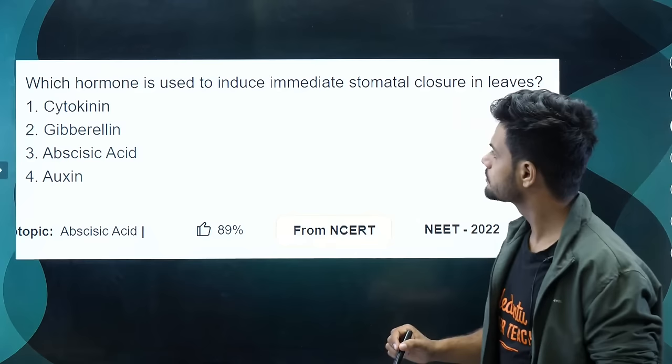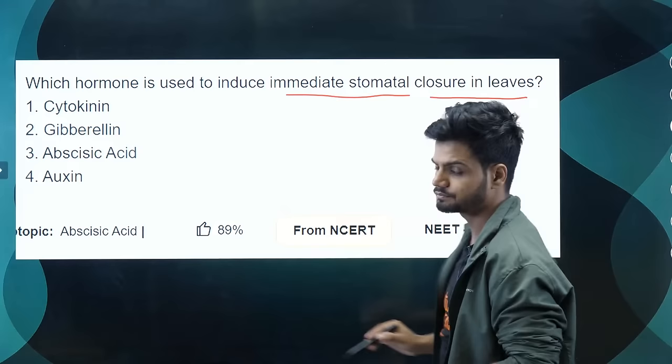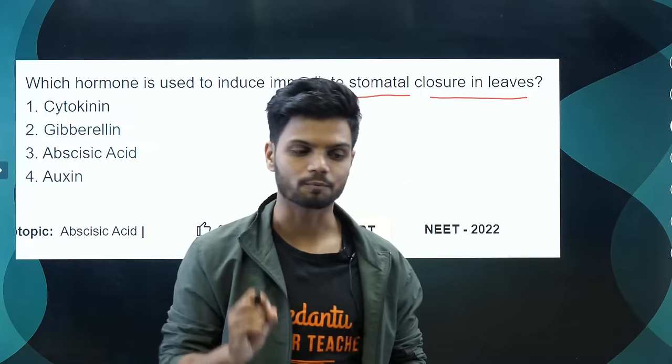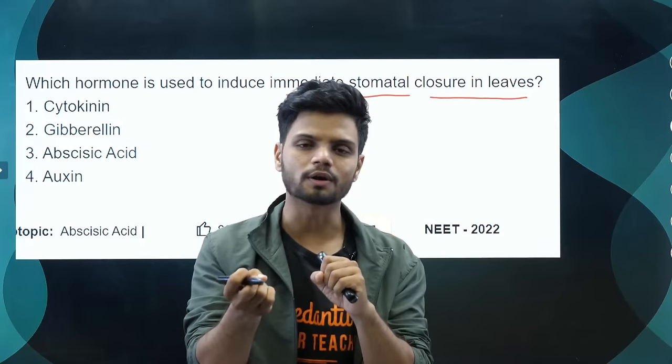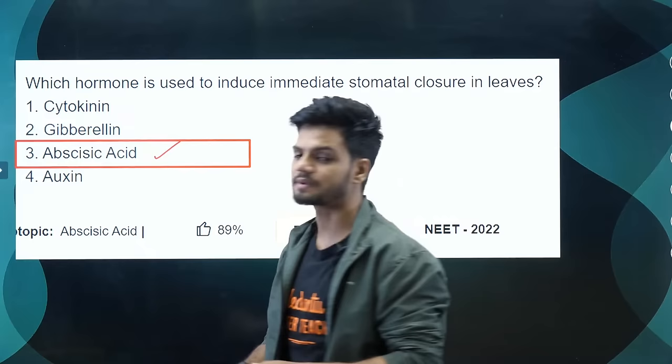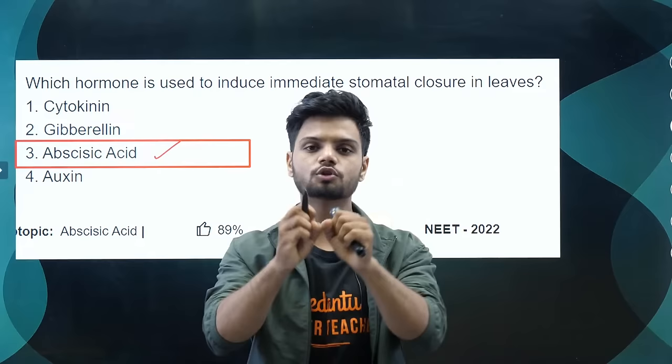Next question. Which hormone is used to induce immediate stomatal closure in leaves? Now, imagine a plant is nicely surviving. Suddenly there is stress, so much stress to the plant. The plant will be like, no, water loss is happening a lot, I need to close my stomata. That is also called your stress hormone. That is your abscisic acid. Abscisic acid is present during stress. It is also called a stress hormone, and it helps in closing of the stomata.